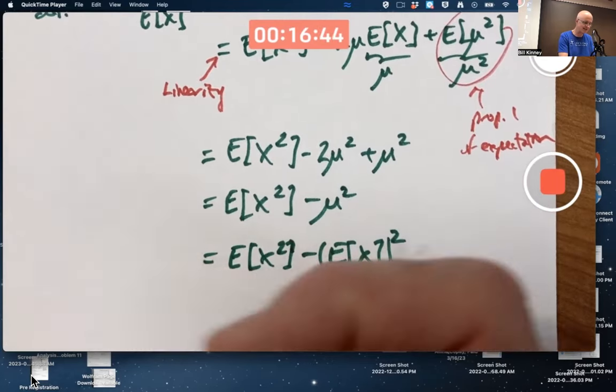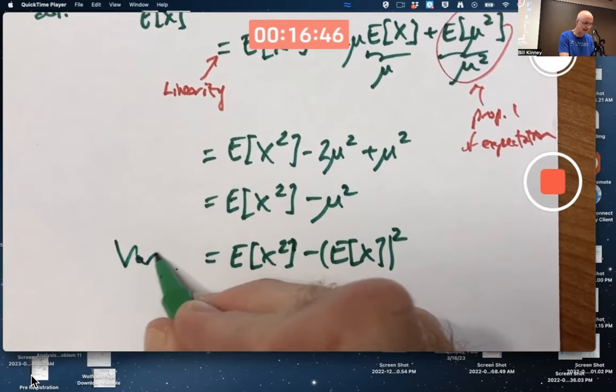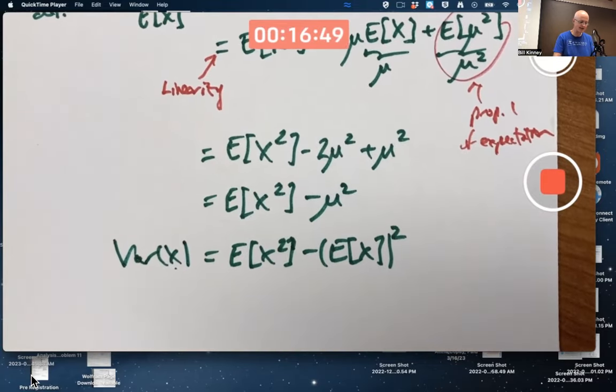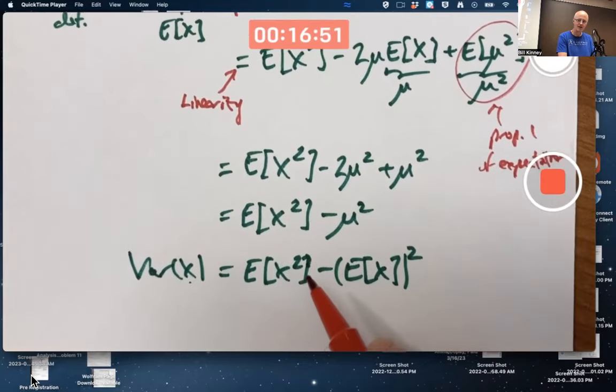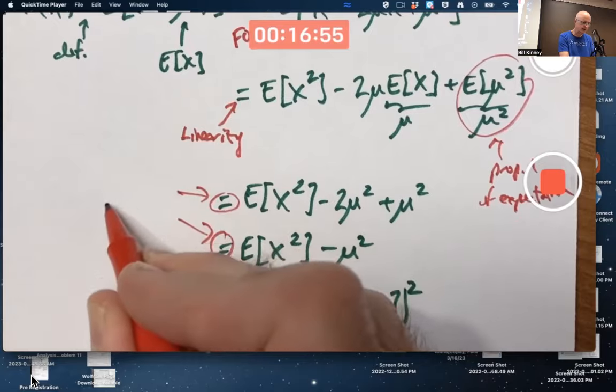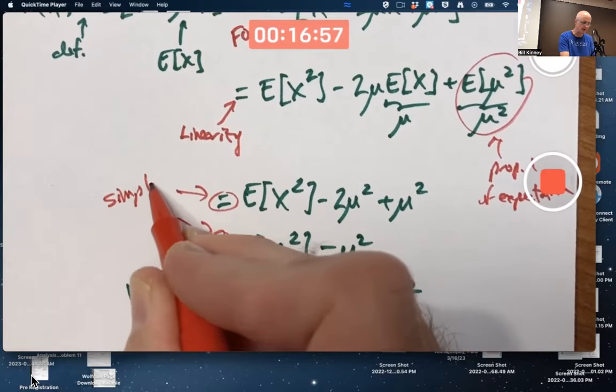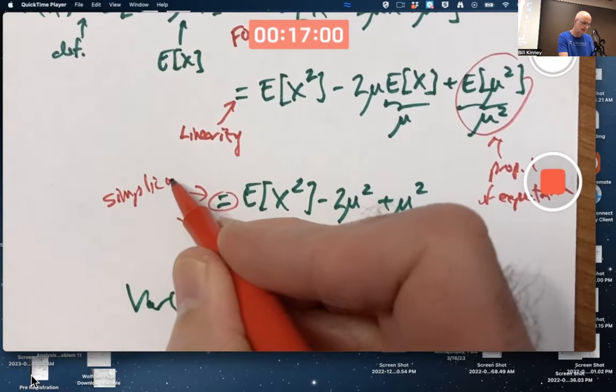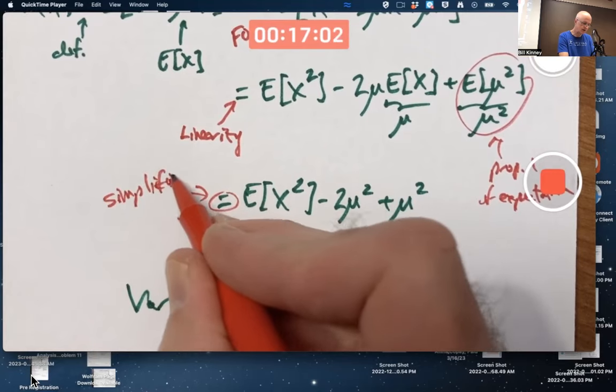Yes, the variance of x does equal this. By the way, the reasons for these equalities are just simplification. Algebra, you might say. Simplification.